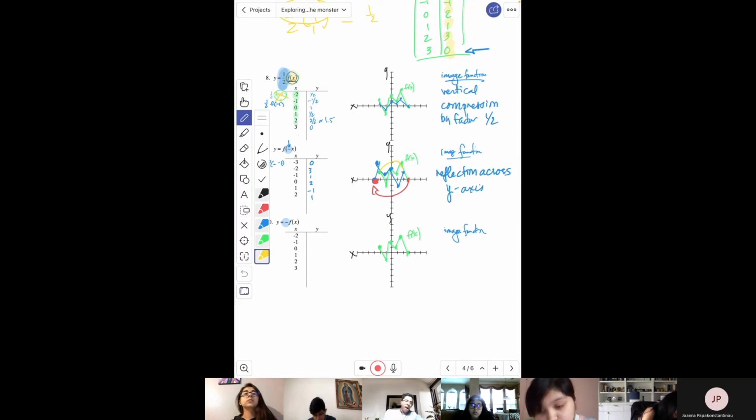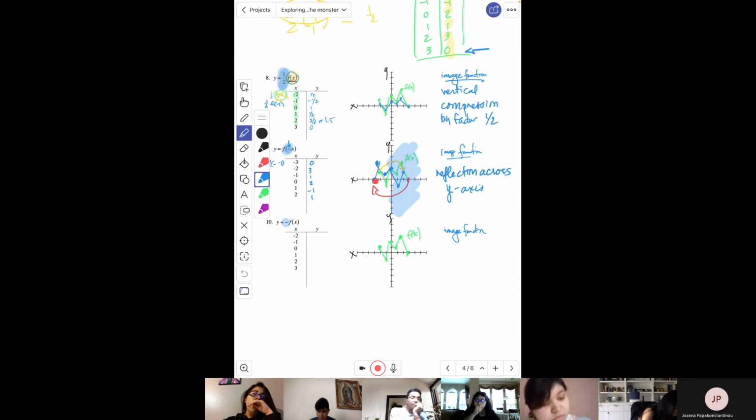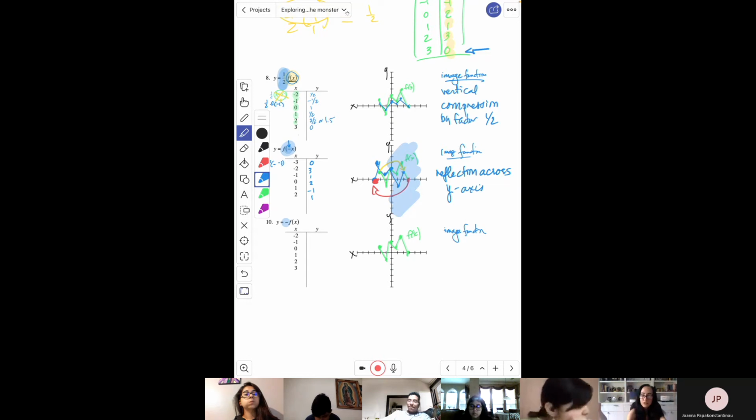This point is this point. Do you see how it's a reflection across the y-axis? Everything that is a positive x has been negated. So all my positive x's have become negative. All my negative x's have become positive. So do you see why by putting the minus sign in front of the x, we're changing the x values to their opposite sign? That's why it's a reflection across the y-axis, because the negative is in front of the x. Does that make sense?